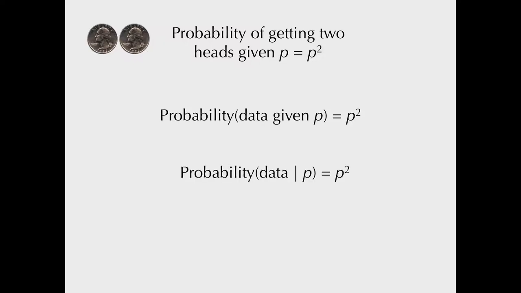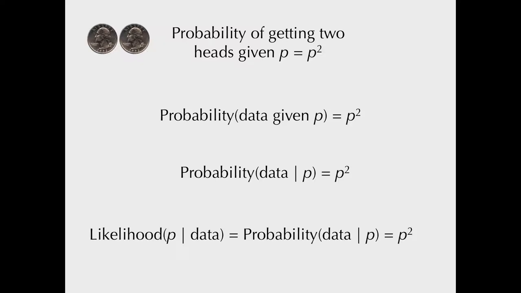Probability of data given p is p squared, and thus the likelihood of p given the data is the probability of the data given p, just p squared. So that's all the likelihood is. Whenever you're doing the likelihood in any method, this can tell you the probability of the data. Now if we get numbers that are funny, like negative 500, that's not a probability. We'll talk about what that means in a little bit. But in general, likelihood is just the probability of the data. Any questions about that?